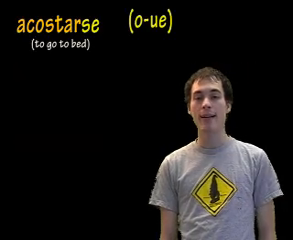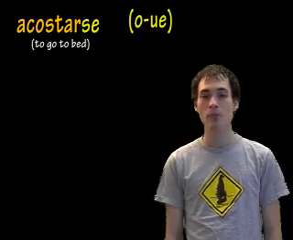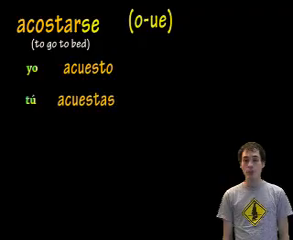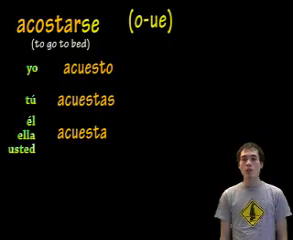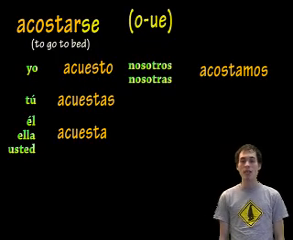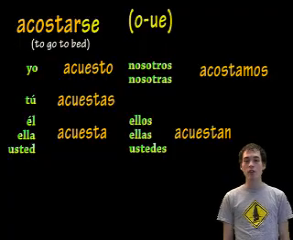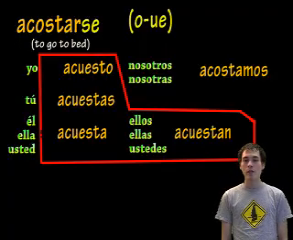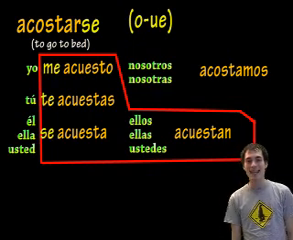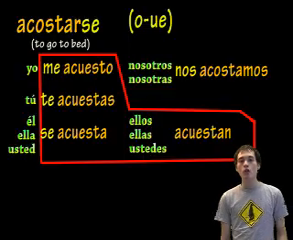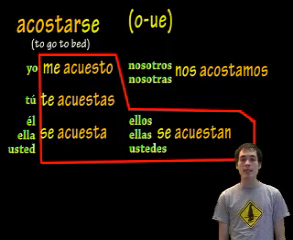Okay, how about acostarse? This is O to UE. Okay, and it means to go to bed. Yo acuesto, tú acuestas, él acuesta, ella acuesta, usted acuesta, nosotros acostamos, ellos acuestan, ellas acuestan, ustedes acuestan. Notice the shoe. Okay. Now add the reflexive pronouns. Yo me acuesto, tú te acuestas, él se acuesta, ella se acuesta, usted se acuesta, nosotros nos acostamos, ellos se acuestan, ellas se acuestan, ustedes se acuestan.